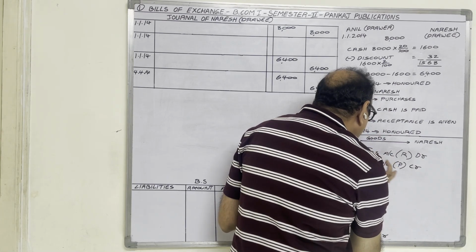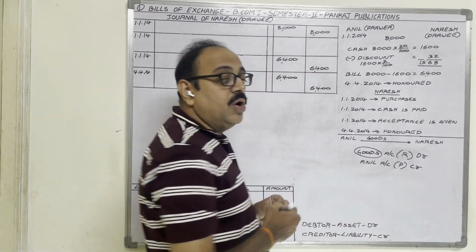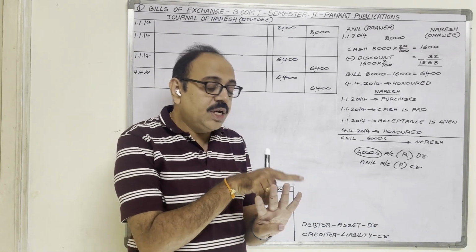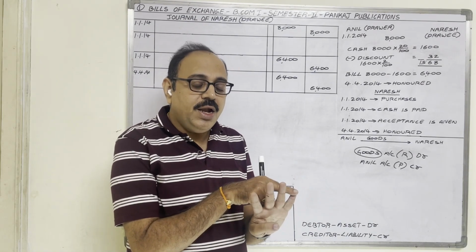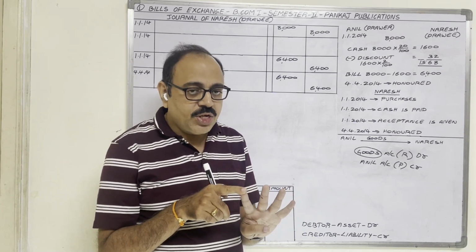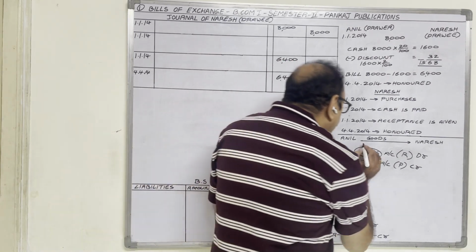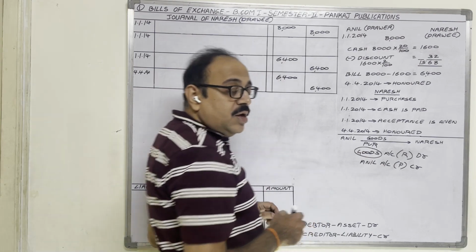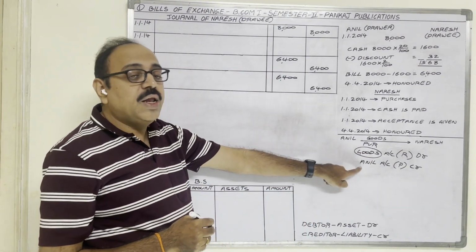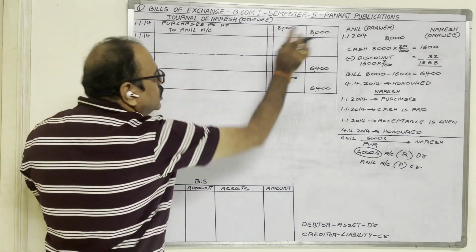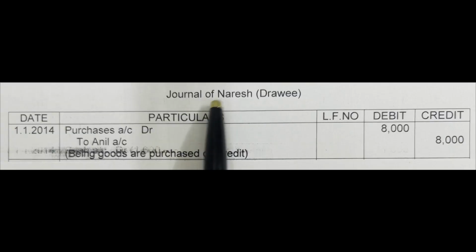And the word goods we should not write directly, because in 4 cases the word goods comes: purchases, sales, purchase return, sales return. So for clarity, we have to write the actual transaction. So this is a purchase transaction now. Therefore, instead of the word goods, write the word purchases. Then what is the final entry? Purchases account debtor to Anil account. Amount same, 8,000 rupees.